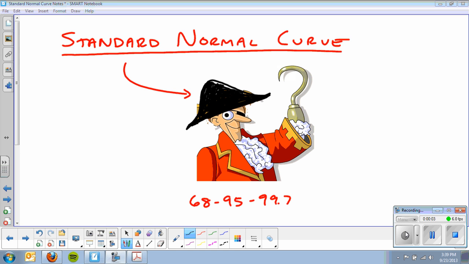Ahoy, mateys! In this lesson, I'll be teaching you more about the standard normal curve and how to use the normal chart to help you solve problems involving areas under the curve, probabilities, and percentages. Now, we've been talking about the 68, 95, 99.7 rule to help us approximate certain areas on the graph. With the table, we can get much more specific and exact in our calculations.